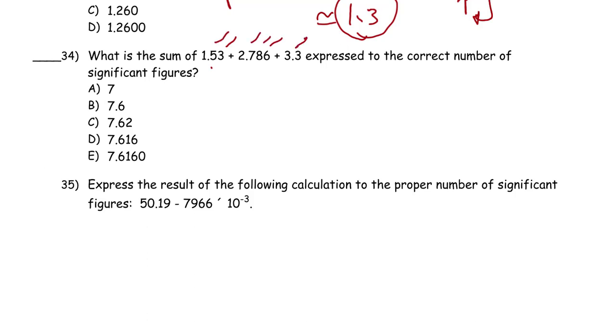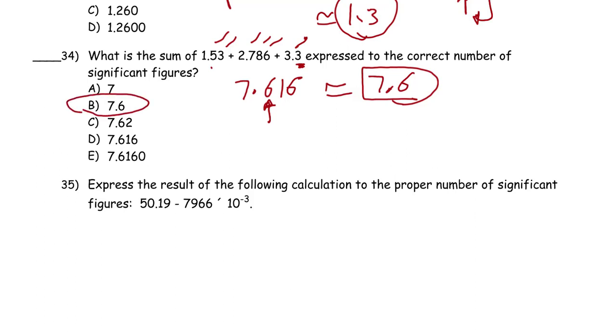This is 2 decimal places, 3 decimal places, the last one 1 decimal place, so the answer must have 1 decimal place. The answer on the calculator is 7.616. So we need to round the answer so it has only 1 decimal place. The answer must have decimal places like the least one. Here the least one has only 1 decimal place. Okay, so the answer will be 7.6, which is letter B.